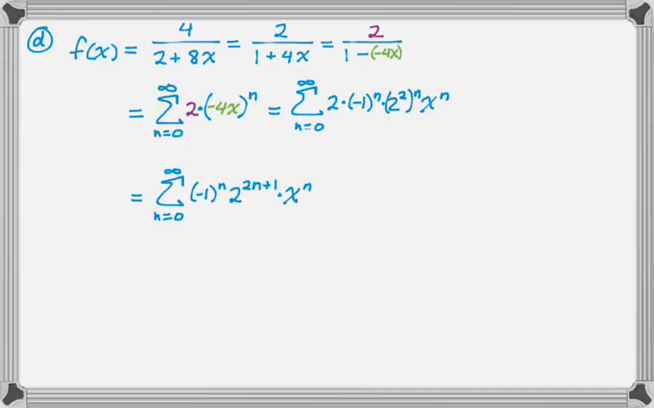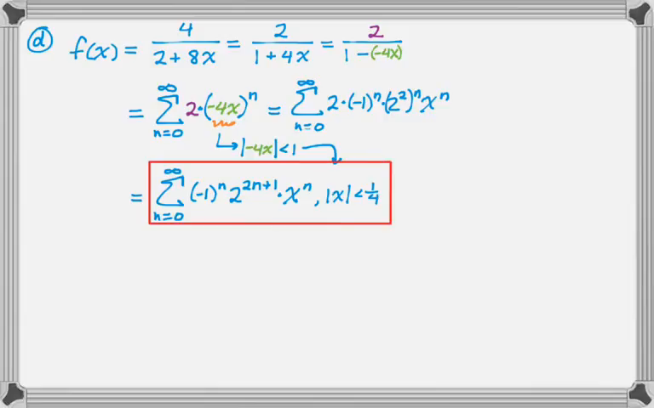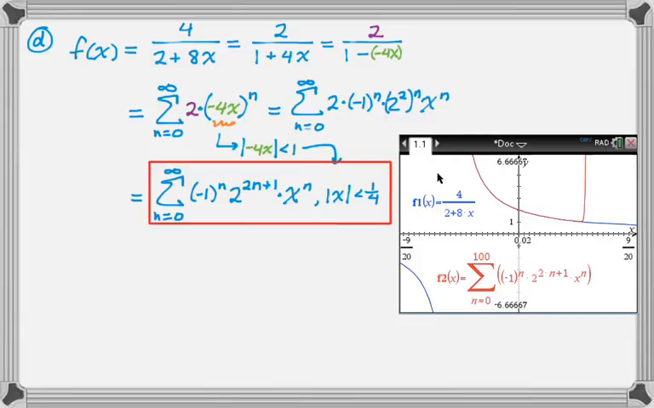But again, I need an interval of convergence, otherwise I won't really know where this is useful. So the ratio is negative 4x, so I need the absolute value of that to be less than 1, which means that the absolute value of x is less than 1/4. And again, I'm going to check it on my calculator. I'll just show you the screenshot here.